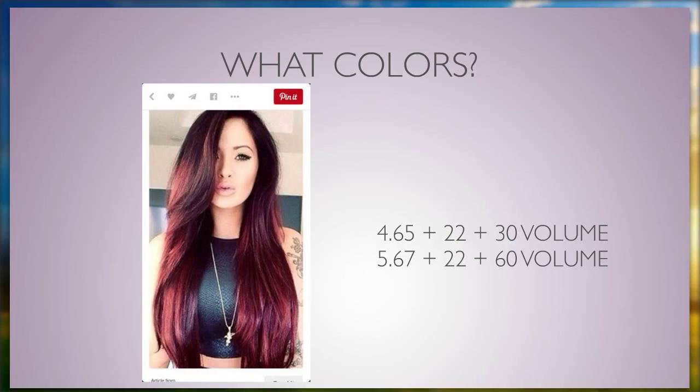Now, looking at this formula that we have here, I used a 4.65, which is a 4 mahogany, and I added 22, which was a violet amplifier. And I used 30 volume because I wanted to get that underlying pigment. And then I used 5.67 and 22 with 60 volume to get the lighter color because I wanted to get a lot of lift, okay?